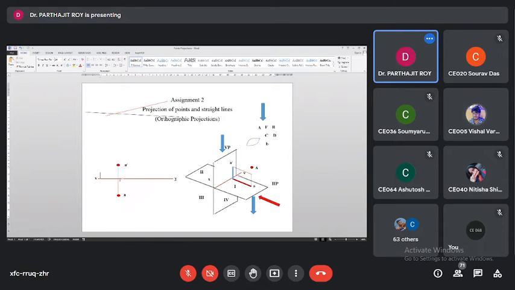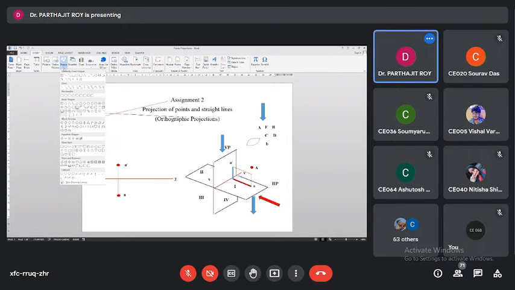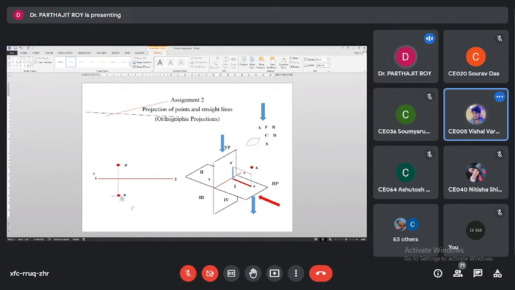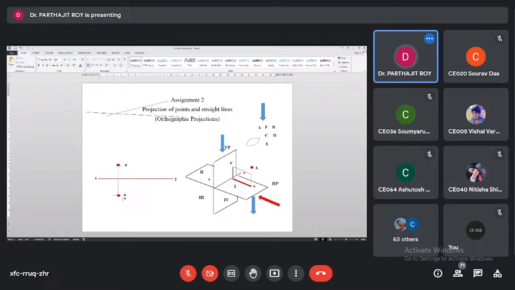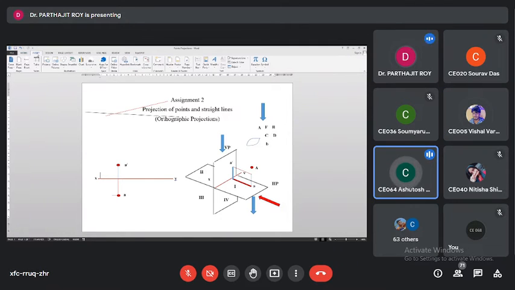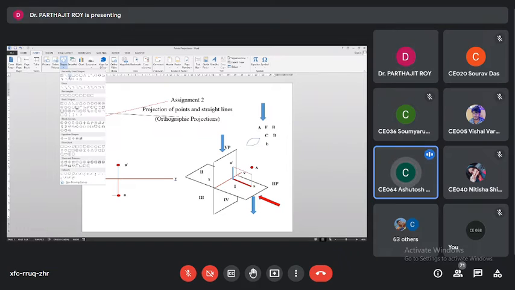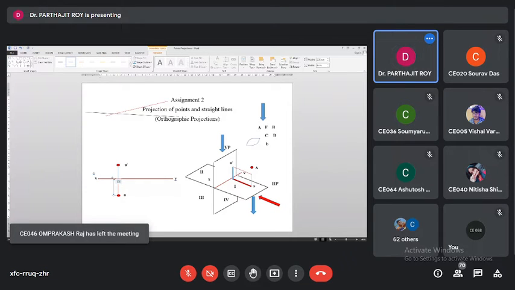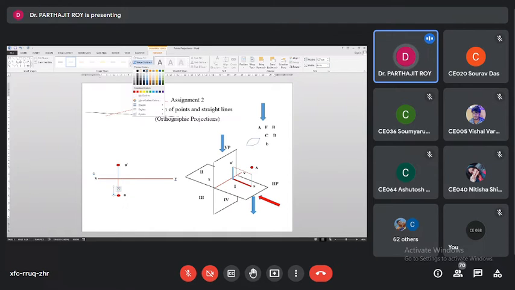So now dimensions need to be given. So you want to show the distance of the point A from the XY line. What will be the distance? 30 mm. So you will be putting arrow mark. Arrow will be black in color.